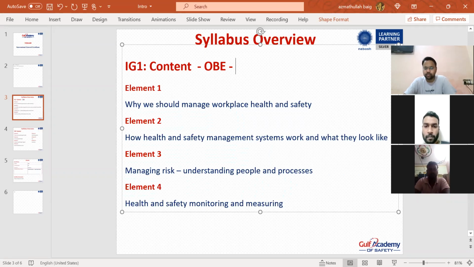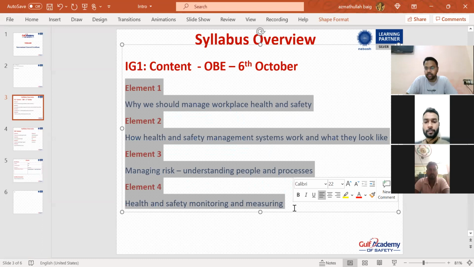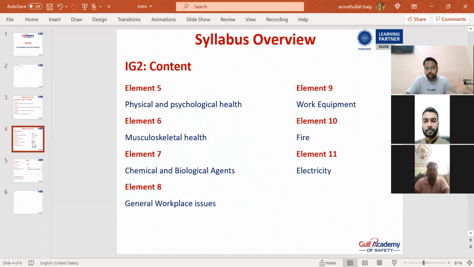I hope you are writing the exam in October, right? 6th October. So for the 6th October open book examination, you have to prepare these 4 elements. While IG2 consists of element 5 to element 11.